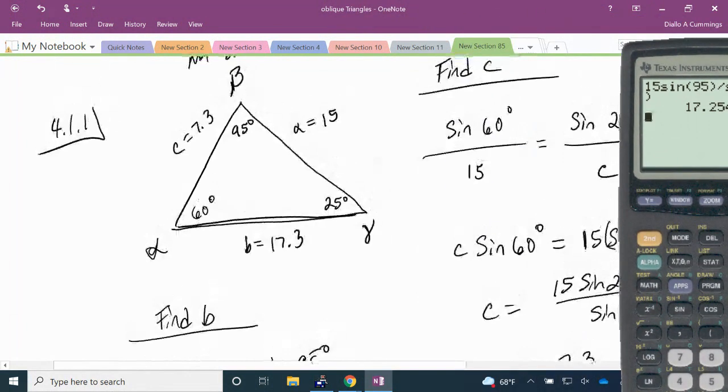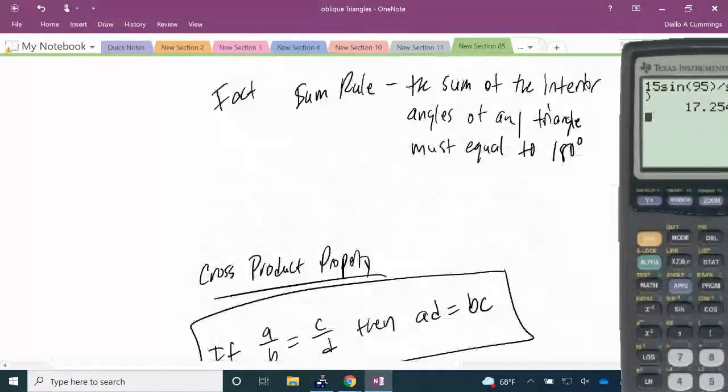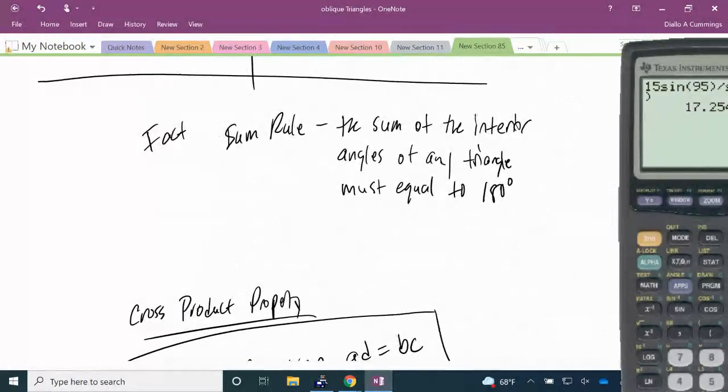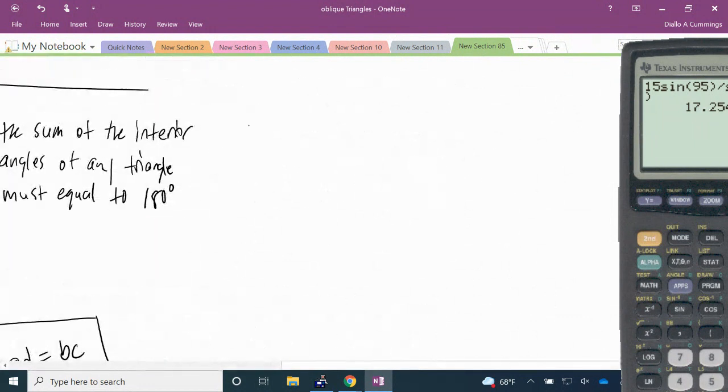All right, so now here's another fact. I'm just going to go back slightly. Here was one fact. This is called a sum rule: the sum of the interior angles of any triangle must be 180 degrees. So here's another fact, number 2.